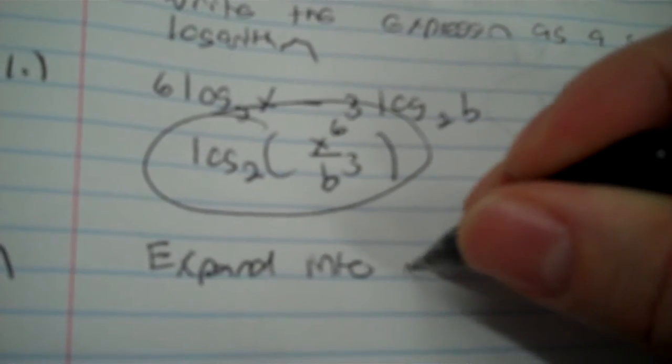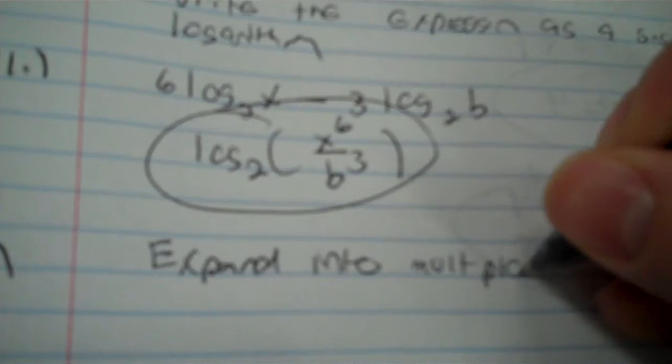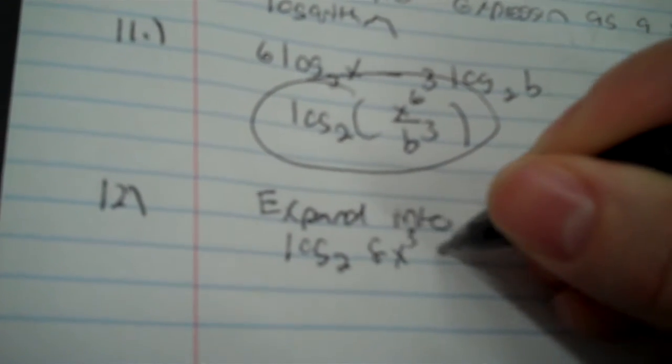Okay, number 12. Expand into multiple logarithms. Okay, so we got log base 2 of 8x to the 3rd, y to the 4th. Now I put a parentheses around that right there, and I'll do that in the document so it's there for you. Okay.